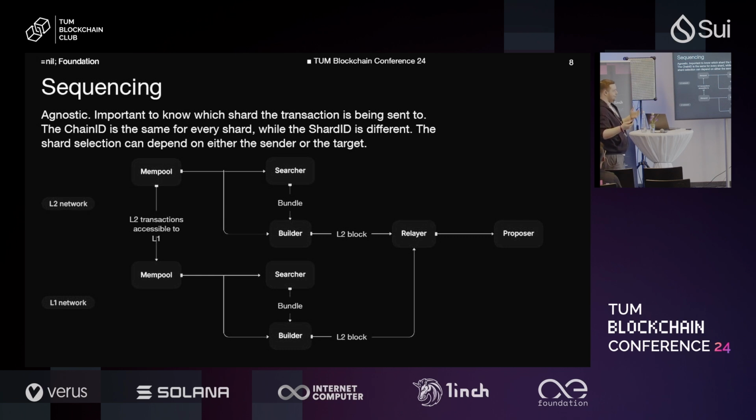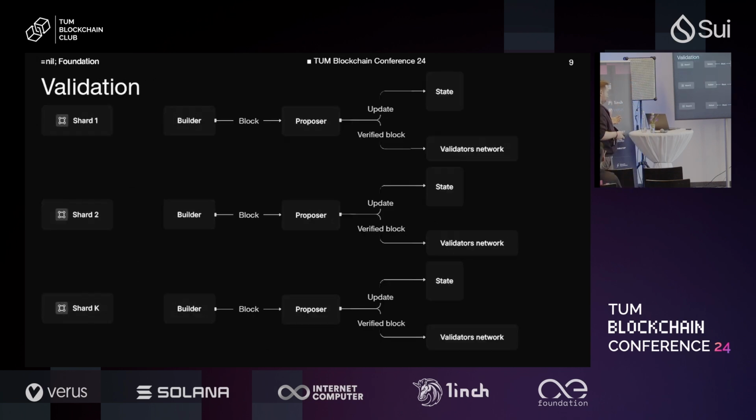Yes, that means that math goes to L1, but in general, you have extra liveness from the L1 chain and decentralization. So this is one of the best ways for our sharded rollups to operate with sequencing. Then go to validation. And you can see that actually every shard operates independently.